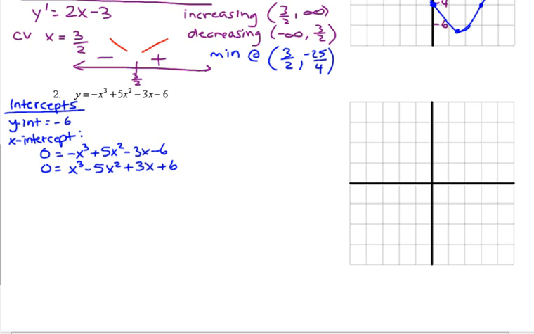Do you remember learning what your possibles are? Plus or minus b over a. So plus or minus 1, plus or minus 2, plus or minus 3, plus or minus 6, over 1. Okay. Minus 2?